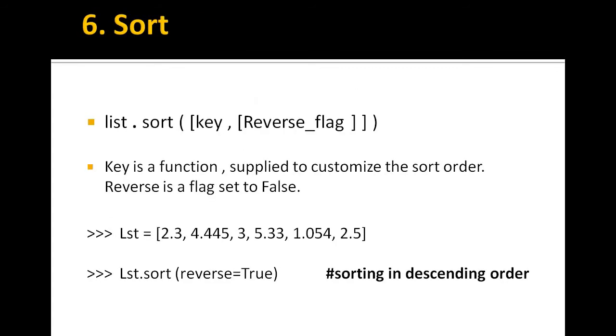Sort is used to sort a list in ascending or descending order. By default it sorts the list in ascending order, but if you provide the flag reverse equals True, it sorts the list in reverse order, descending. The list method sort is passed two optional arguments, key and reverse flag. Key can be a function that supplies a customized way to sort the list. For example, if you want to sort the list based upon the number of characters in each value.